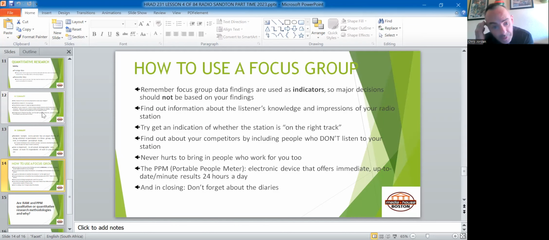How to use a focus group. Remember that focus group data findings are used as indicators, and you need to know how to process the data to convert it into knowledge. So find out about the listeners' knowledge and impressions. Try to get an indication of whether the station is on the right track. Always ask the question: is this going to assist me, benefit the station, help me make a better decision moving forward? Or is it just limp data?